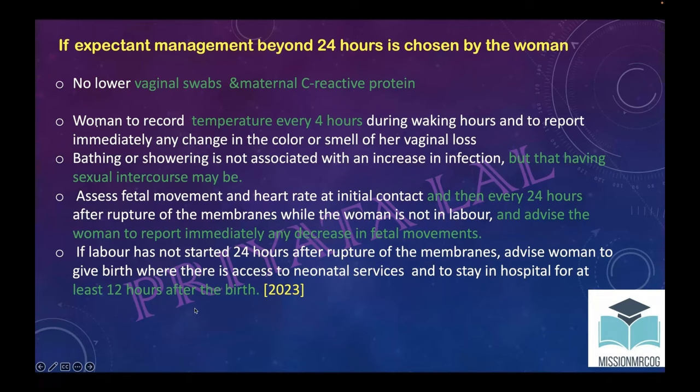So why are these points important? For part two, there could be a question. And for part three people, you may get a station where the rupture of membrane is there and the patient is refusing labor to be started. So you have to cover these points in the answer. This was there previously also. This part also we know, this is just a repetition.